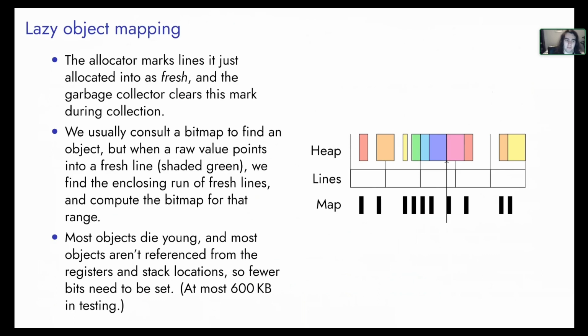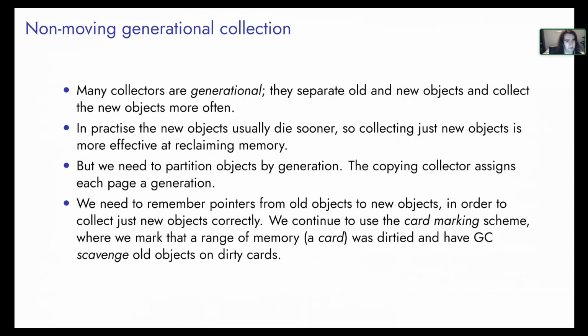Now, we don't actually have to compute very much of this bitmap at all. First off, we have the weak generational hypothesis that most objects die young. This seems to be the case for common Lisp programs. And most objects aren't referenced from the registers and stack locations that we have to handle conservatively, so we don't have to set very many bits. At most, I found that we only had to do about 600 kilobytes of heap objects in testing, which is quite small. The other approach that I've invented here is one of non-moving generational garbage collection.